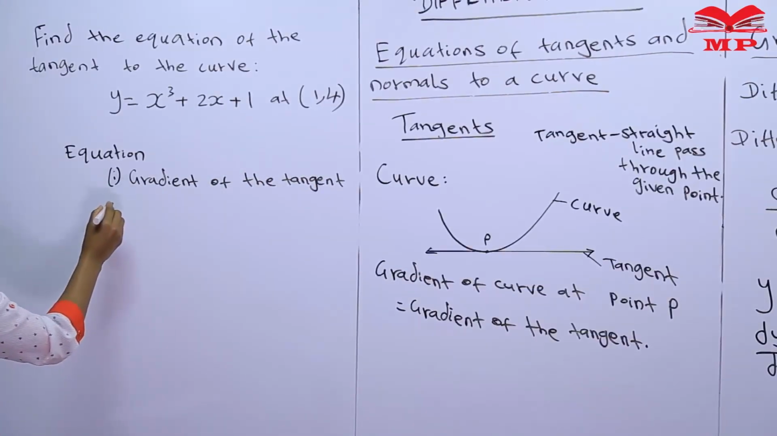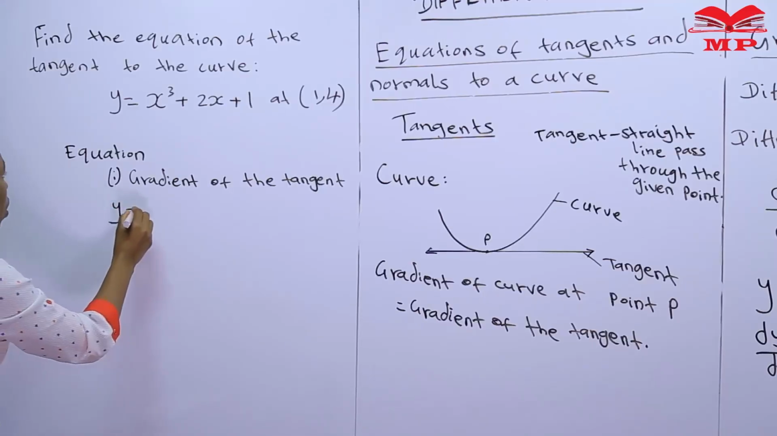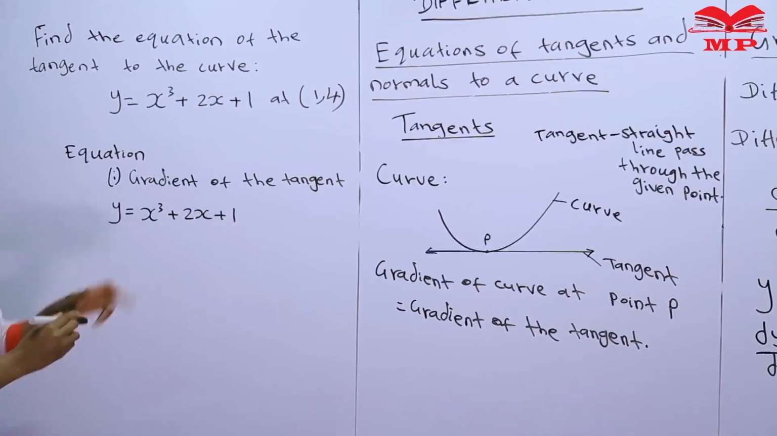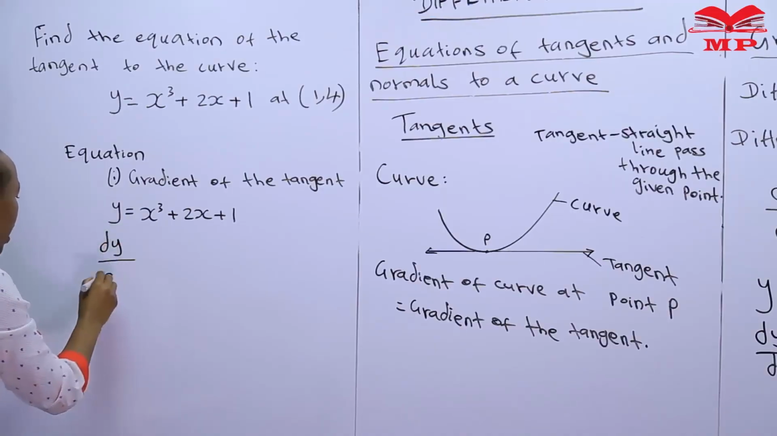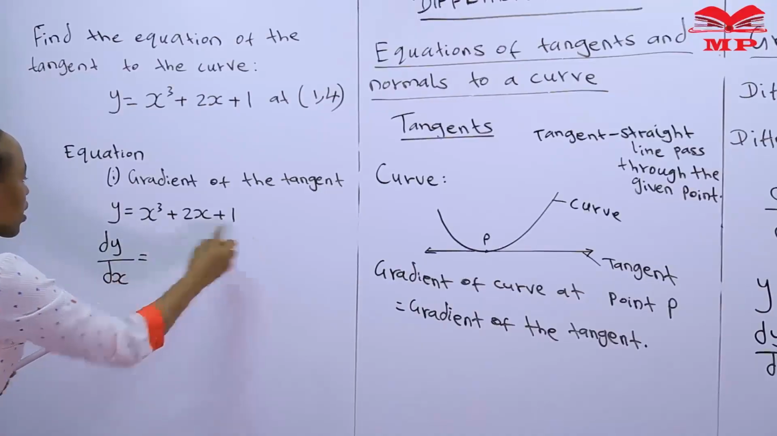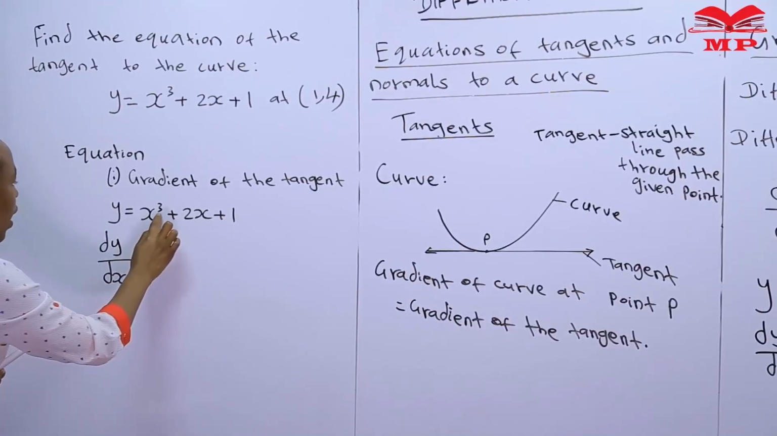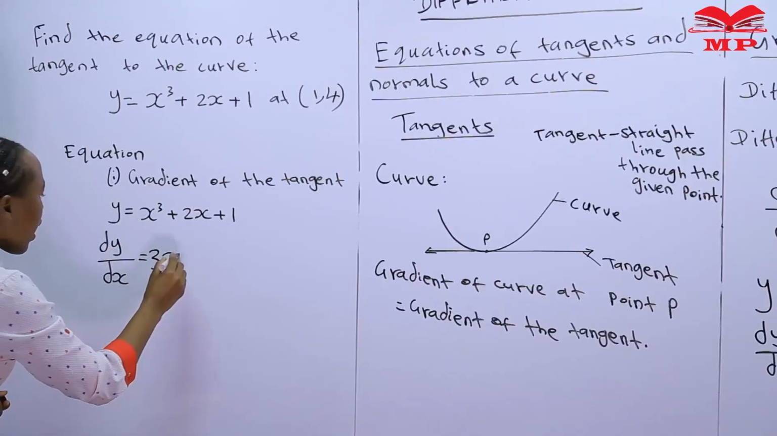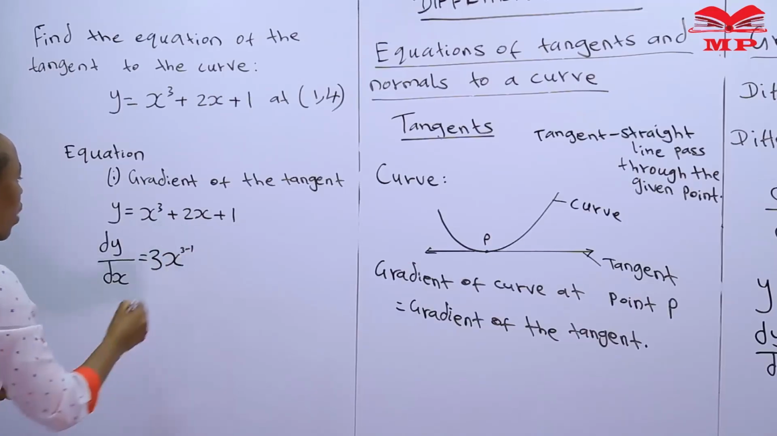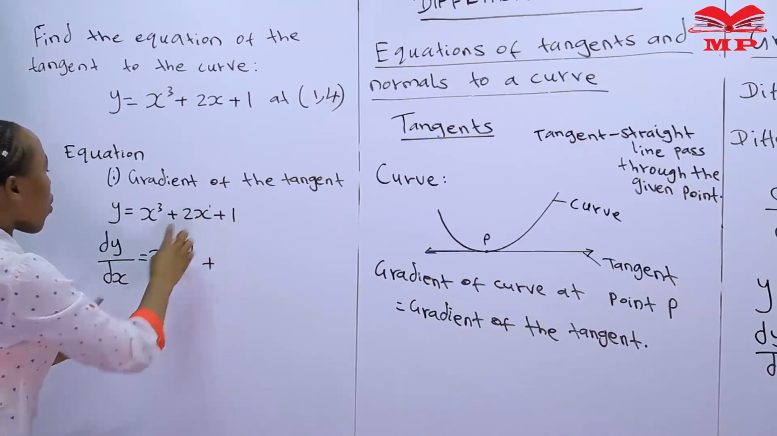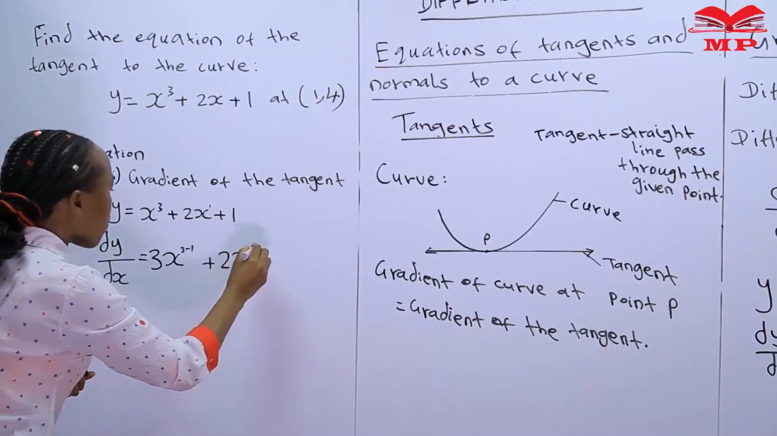We need to calculate the gradient of the tangent. And therefore, we have the equation of the curve: y is equal to x cubed plus 2x plus 1. When we want to find the gradient, we first get the gradient function dy/dx. So we need to differentiate this. We have 3 multiplied by the coefficient of x, which is 1, so we'll have 3x to the power 3 minus 1. Then plus x, which is raised to power 1, so we have 1 times the coefficient, which is 2, x to the power 1 minus 1.